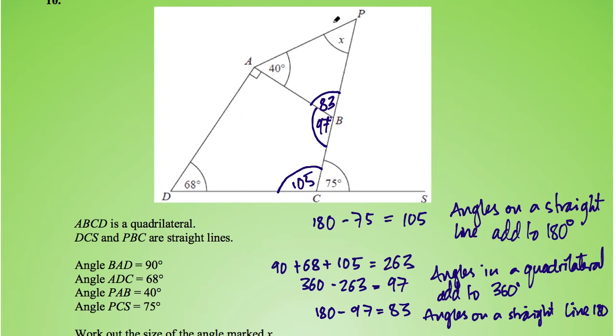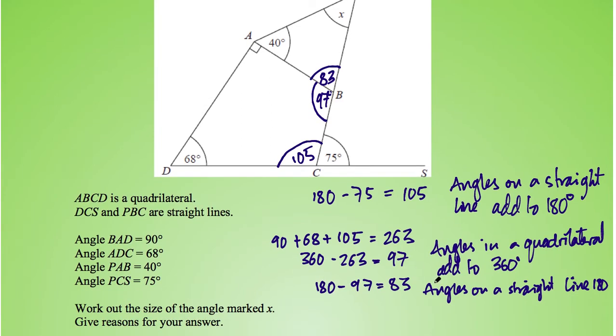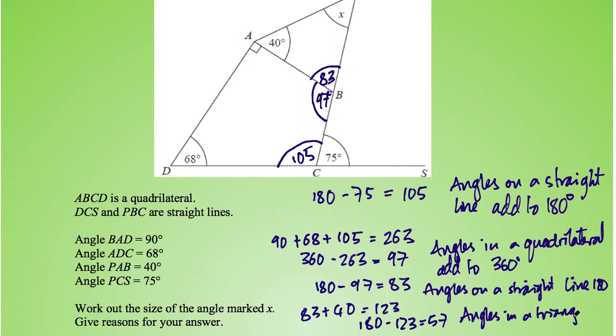Find this finally by doing 83 plus 40, which is 123. 180 minus 123 equals 57. And the reason for that one is angles in a triangle add to 180. And so that's finally got me my answer for x, 57 degrees.